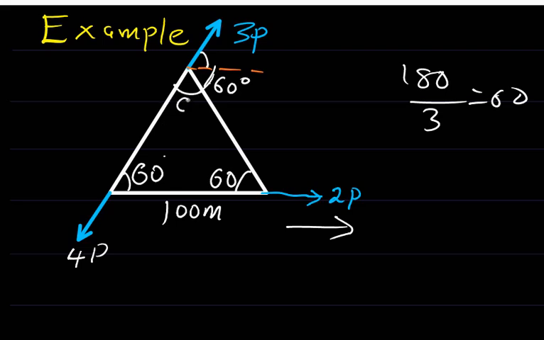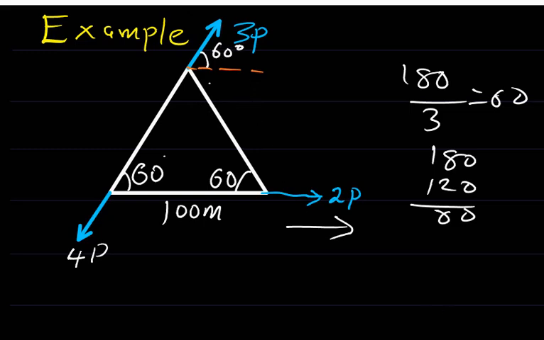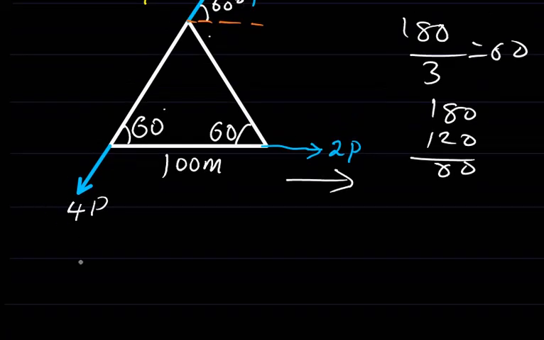This is 60 degrees. To have this angle right here, 60 plus 60 is 120. So that's going to be 180 minus 120, that will still be 60. So invariably, the angle of this 3p force with the horizontal is still 60 degrees. All we just need to do now is to resolve for the horizontal component first.